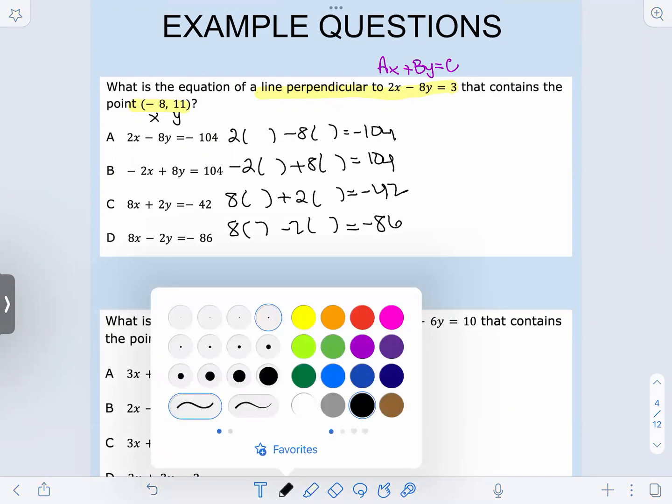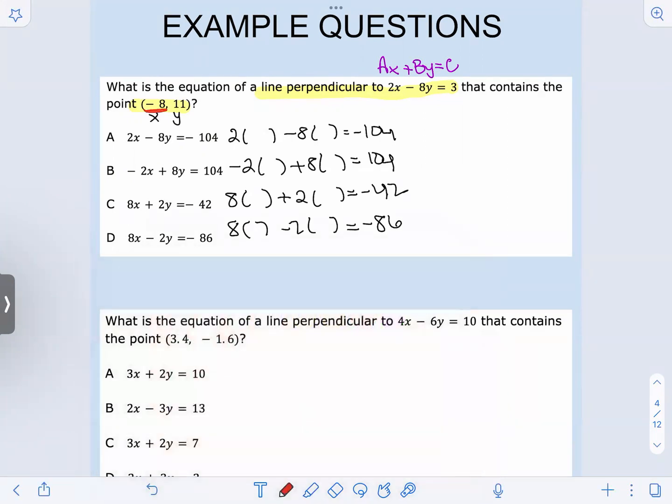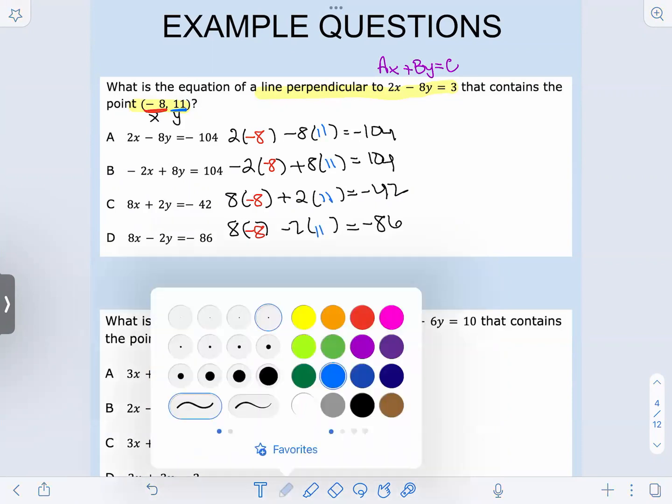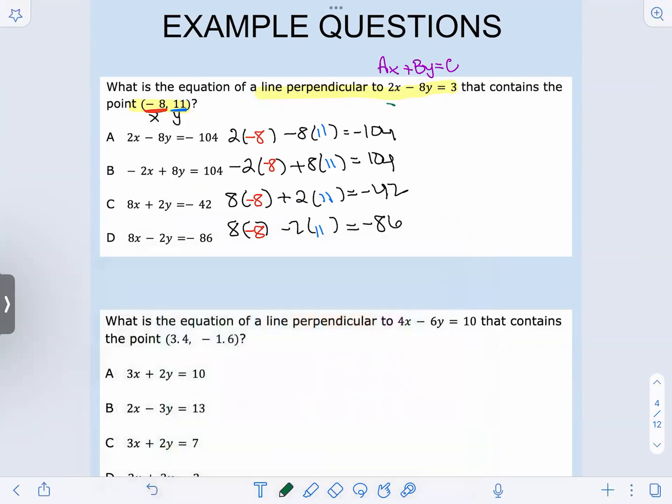So every time I write -8, I'll do it in red because that's my x value. So everywhere there should be x, I'm going to put -8 instead. And now my y values, I'm going to write in blue. So everywhere there should be a y, I'm going to put 11 instead. And everything in this green box is going to go into your calculator. It's going to tell you either true or false. So as you go through this and start to put these in your calculator, you should get that the first answer is true.